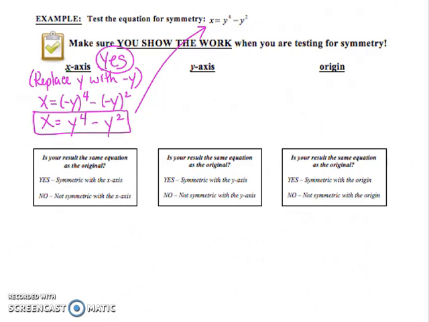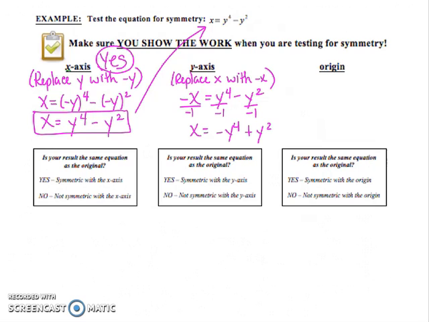Next, we're going to test for symmetry with respect to the y-axis, which means that we are going to replace x with negative x in the equation. So it's going to look like this. Negative x equals y to the fourth minus y squared. Okay. And right now it doesn't look the same, so if we try to make our x term positive, if we divide everything by a negative 1, then we end up with negative y to the fourth and positive y squared, right? So this is a no. It doesn't come out the same.